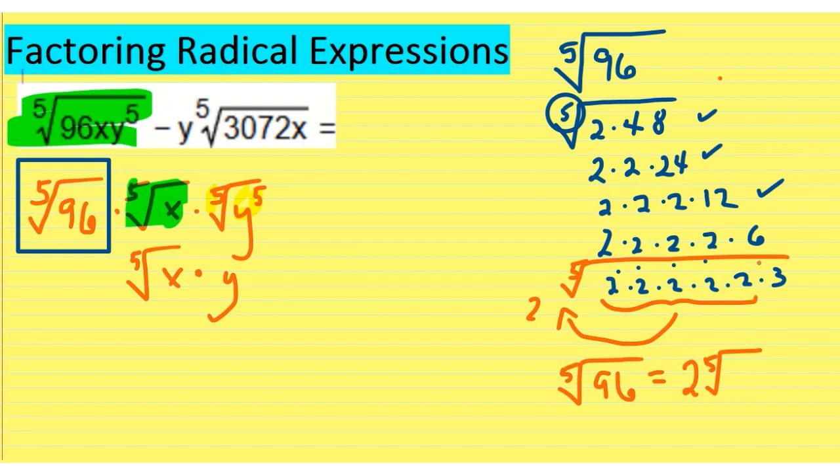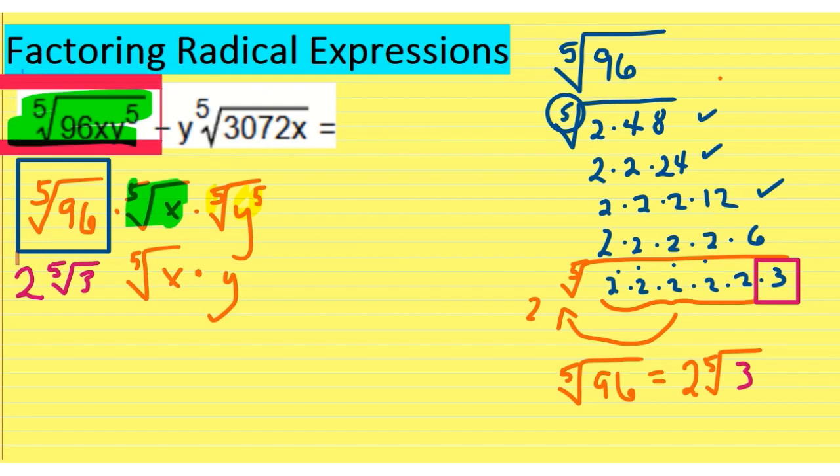Well, what's staying in the house? My loosey-goosey 3, it's all by its lonesome. It is going to stay in the house. So that means that this fifth root of 96 is going to be equal to 2 times the fifth root of 3. So as of right now, this right here is equal to this. Now we need to consider this radical.